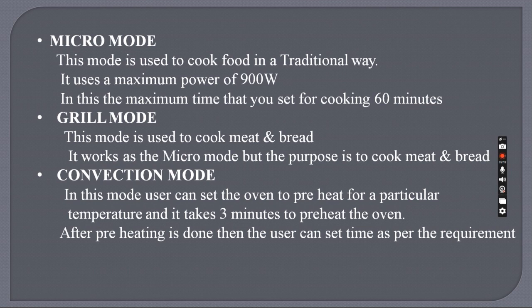The convection mode. In this mode, the user can set the oven to preheat to a particular temperature. Usually it takes 3 to 5 minutes to preheat the oven. After heating is done, the timer can be set as per the requirements.